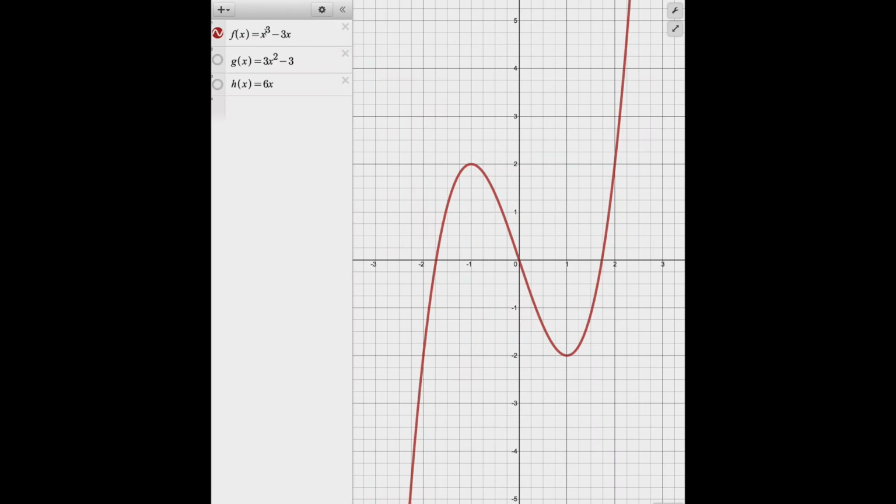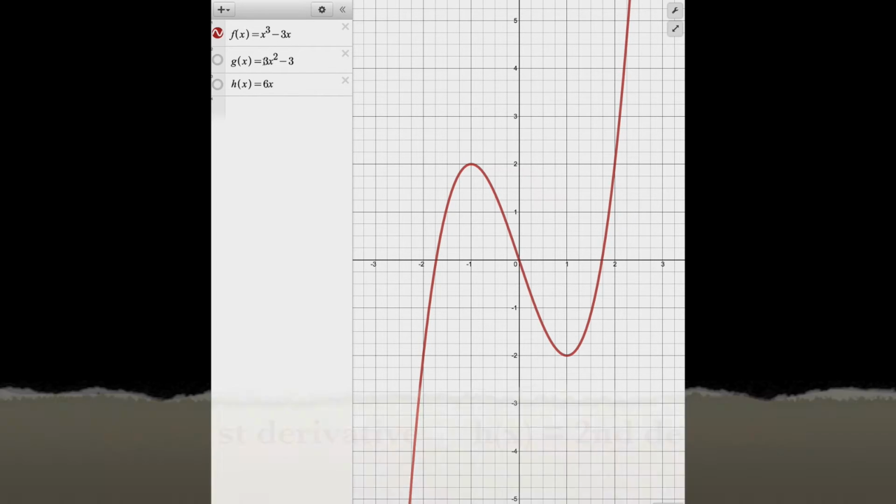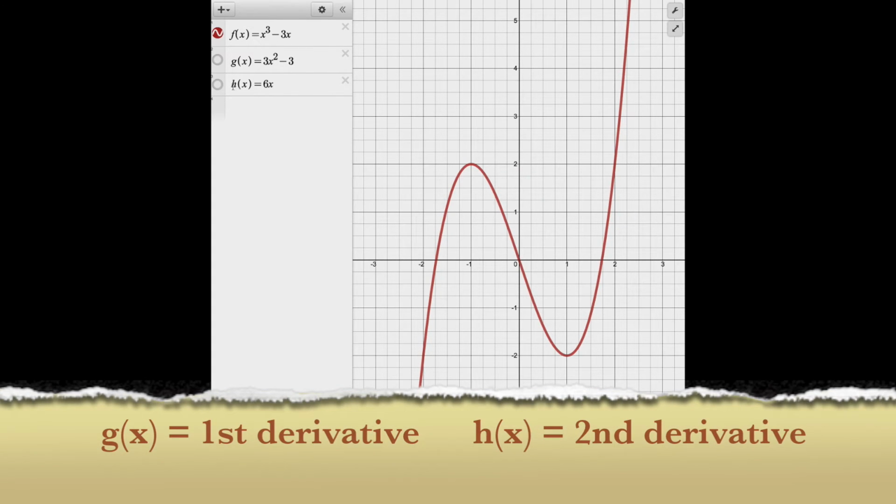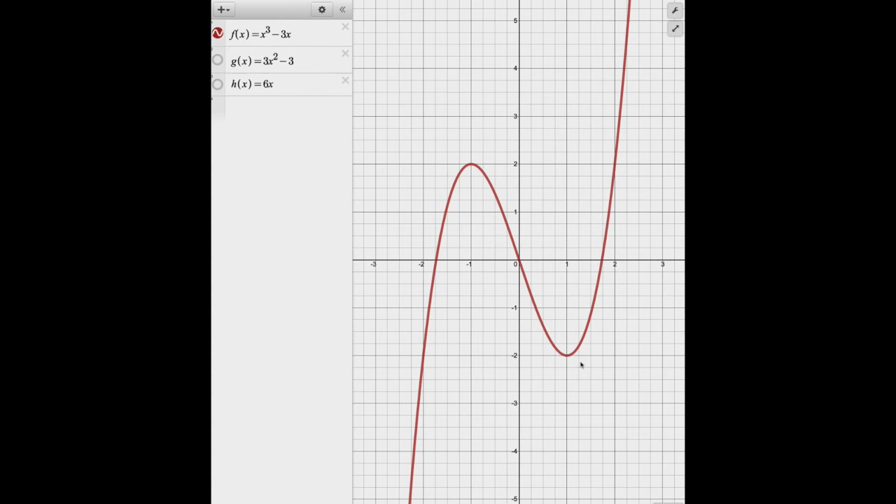I have an original function I just made up. It's just x to the third minus 3x. G of x is going to represent the first derivative, while h of x is going to represent the second derivative of this original function right here. So the first one, the only one I have turned on right now, is this first one, the x to the third minus 3x as such.